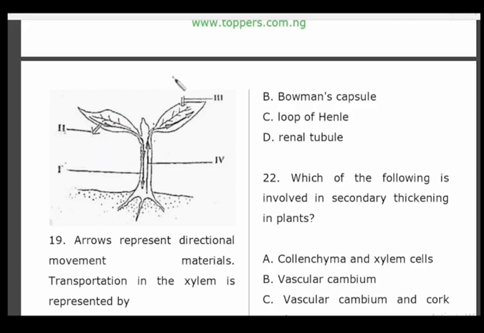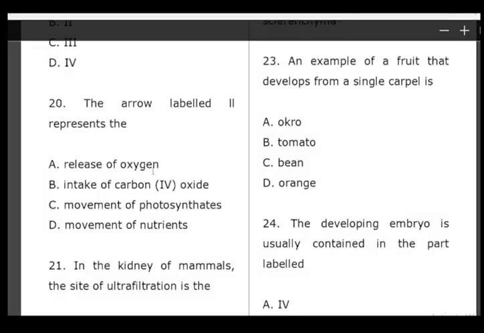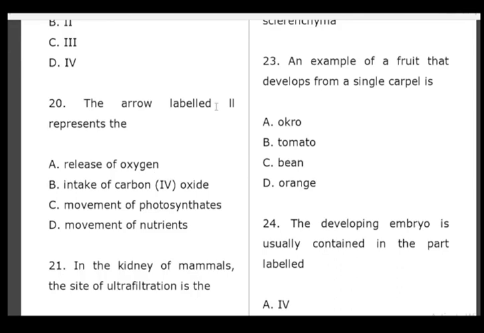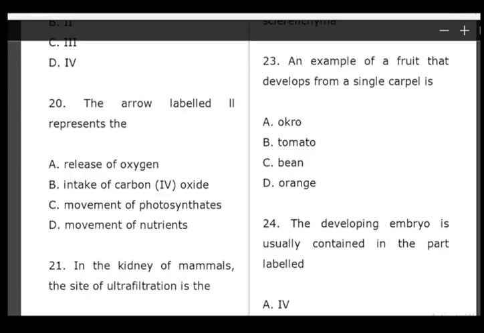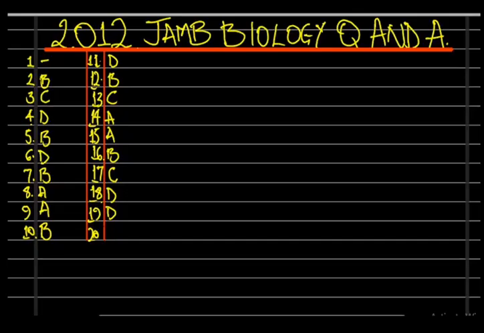So the plant is taking in carbon dioxide in Roman numeral 3, but it is releasing to the surrounding in this Roman numeral 4 here, which is actually the release of oxygen. So that is particularly what the answer is to question 20. Arrow label 2 represents the release of oxygen that is being used by the animals. So that is option A.